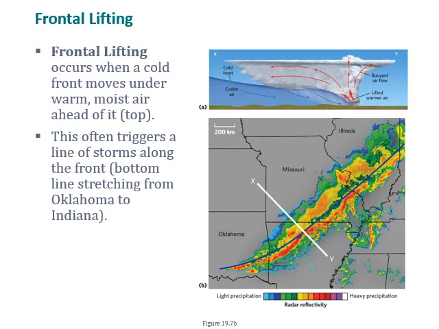There are three types of lifting mechanisms. The first is called frontal lifting. This occurs when a cold air mass moves under a warm, moist air mass. This often triggers a line of storms along the front, shown in the figure on the bottom right, which in this case, the storms stretch from Oklahoma to Indiana.